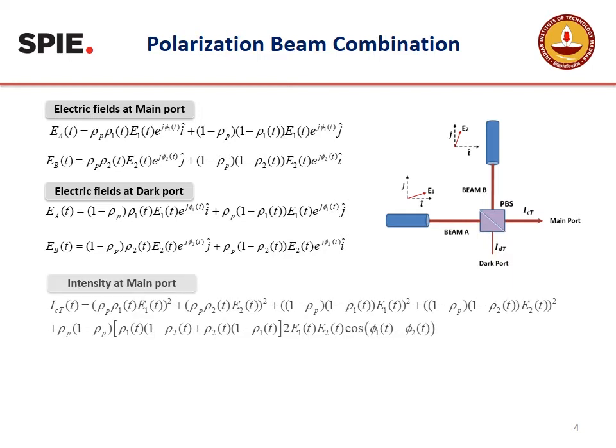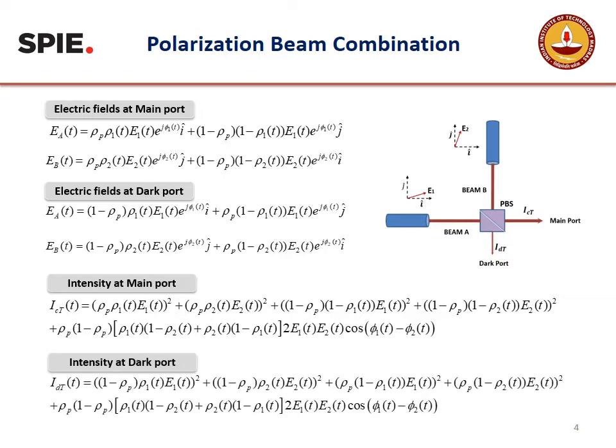So intensity can be calculated as summing up the fields and squaring them. The equation for main port intensity is given here. The intensity at the dark port also can be expressed as given here. Please note that the equation contains two parts, one involving the phase difference between the beams. If the beams are uncorrelated, the term involving phase difference will be 0.